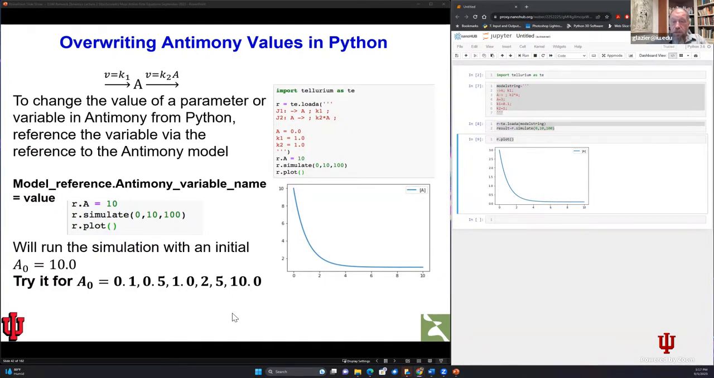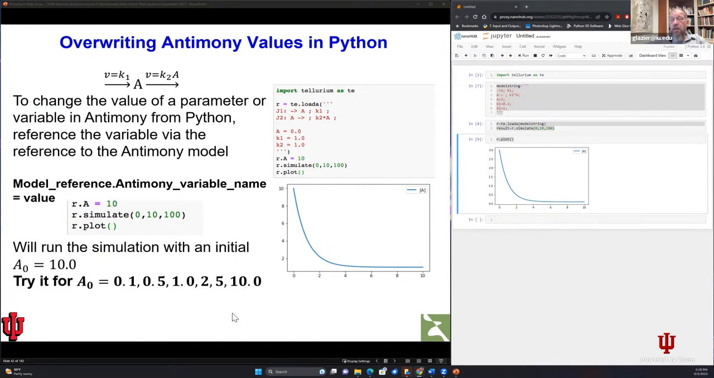So we create a simulation handle r here. We don't have to call it r, we could call it simulation if we wanted, which is the executable version of that string. r.A will be the value of A. r.K1 will be the value of K1. r.K2 will be the value of K2. Those can be read and written just the way we would read and write any Python variable.